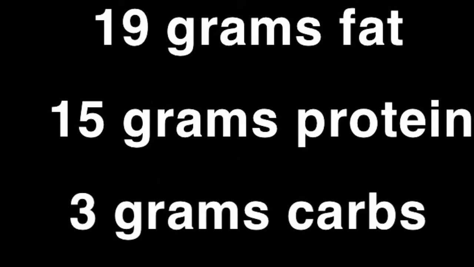So you might be wondering why we use the fourths method since there are only 3 meals per day. The additional fourth is then further divided by 2 to create your grams of fat, protein, and carbs for your mid-morning and mid-afternoon snacks. This leaves each snack having 19 grams of fat, 15 grams of protein, and 3 grams of carbohydrates.